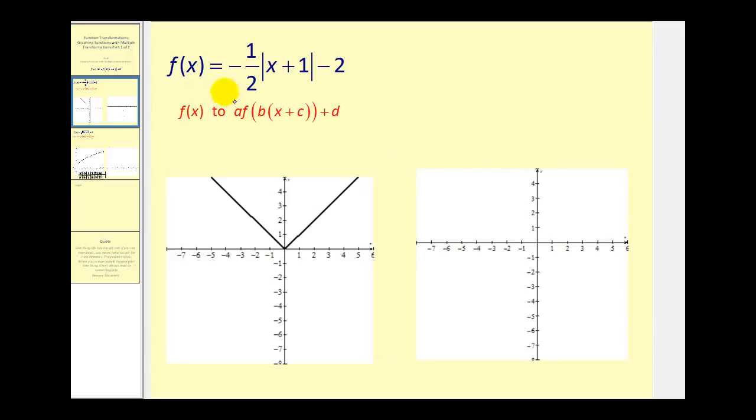So if we have f of x equals negative 1/2 times the absolute value of the quantity x plus 1 minus 2, we need to be able to recognize that a would be equal to negative 1/2, which tells us two things. Since a is negative, this is a reflection about the x-axis, and that it's been vertically compressed by a factor of 1/2.